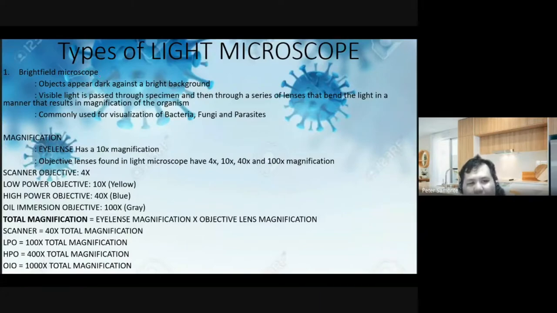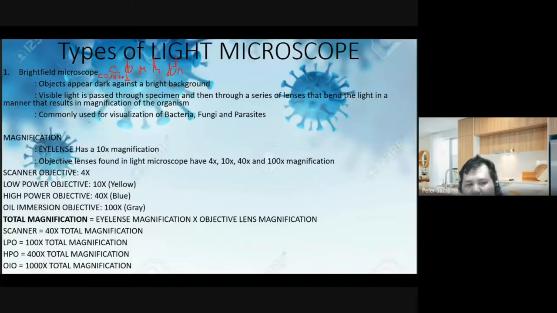The first one would be your bright field microscope. Now, this is the most common type of microscope you'd encounter. In this type of microscope, class, you would be viewing your object or organism against a bright background. This doesn't technically mean a dark organism, class. It could be colored. The organism is specifically colored against a bright background. Now, in this case, visible light is passed through a specimen and through a series of lenses that bends the light, resulting in the magnification of the organism. So I'll explain this later in the next slide.